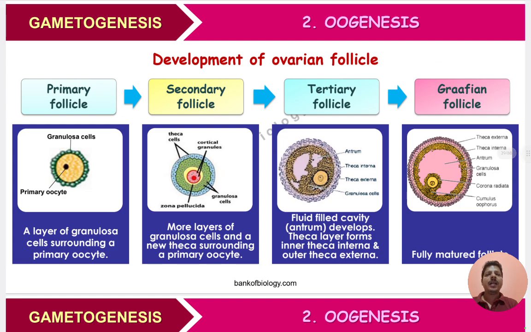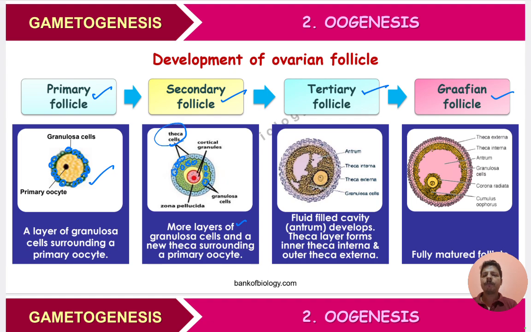Now, development of the ovarian follicle: primary follicle, secondary follicle, tertiary follicle, Graafian follicle. The primary follicle is where a layer of granulosa cells surrounds a primary oocyte. These are the granulosa cells, as you can see in this diagram. Then the secondary follicle, where more layers of granulosa cells and a new theca surround a primary oocyte. You can see more granulosa cells inside and thicker cells outside.